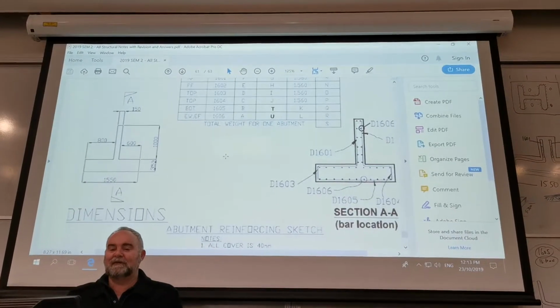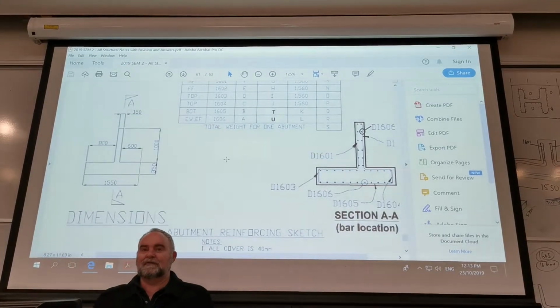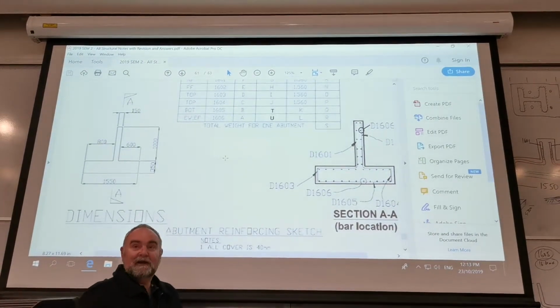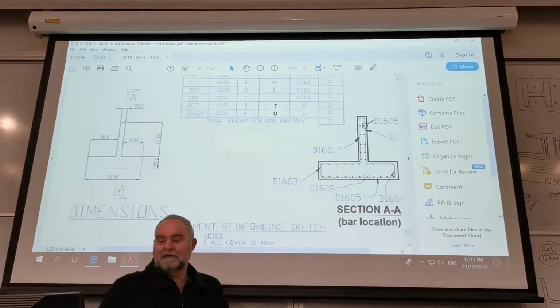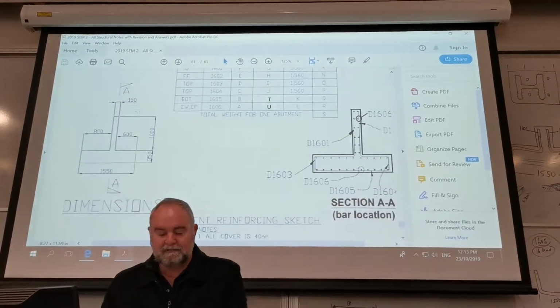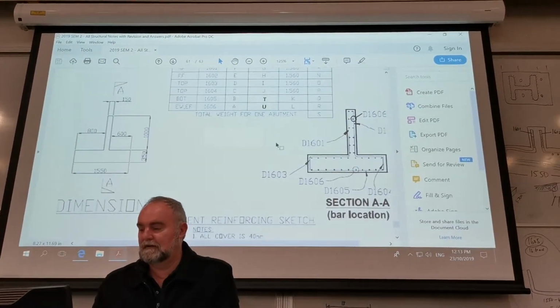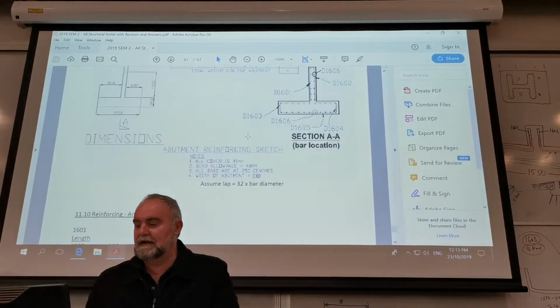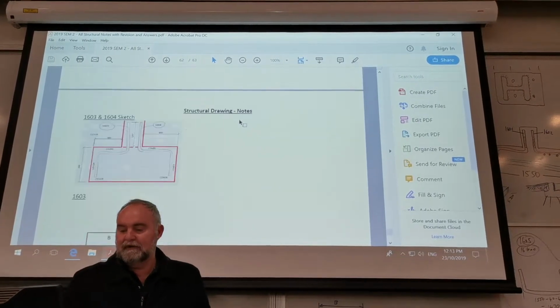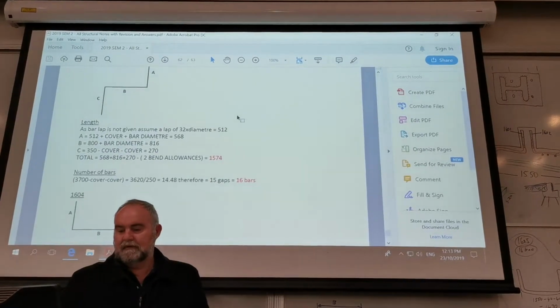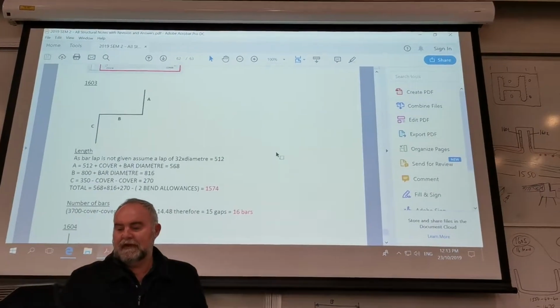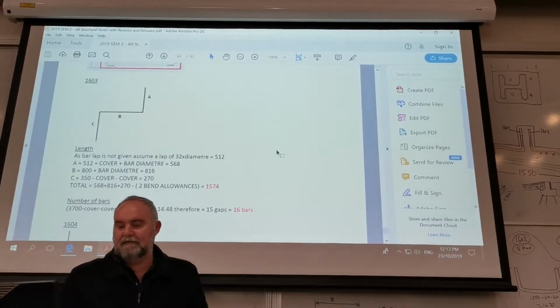Your numbers will be different in the test, but the difference between the two means you don't have to do what I'm about to do here twice. Okay? I have done it on the model answers twice, but on the board I'm only going to do it once. Alright, so how do we calculate that?